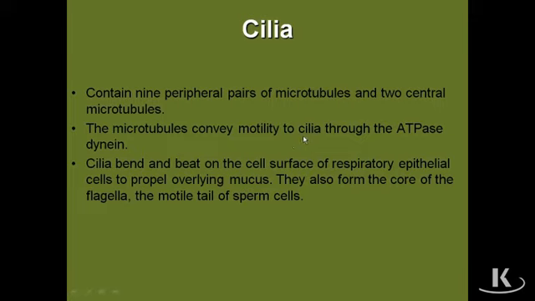And unlike microvilli, microtubules and the cilia that contain them are motile structures because the cilia utilize an ATPase motor molecule known as dynein to allow the microtubules to glide against one another, allowing the cilia to bend and beat on the luminal surface, particularly of respiratory epithelial cells. And as we've already pointed out, they form the core of the flagellum, the motile tail of a sperm cell.